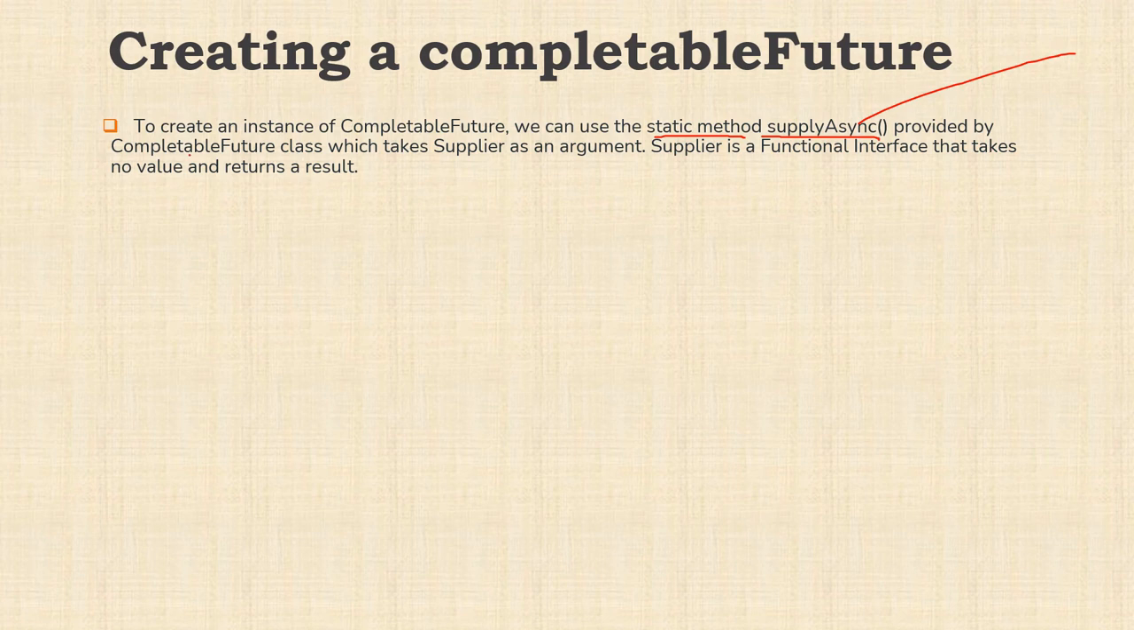It is provided by the CompletableFuture class, which takes a Supplier as an argument. Supplier is a functional interface that takes no value and returns a result.